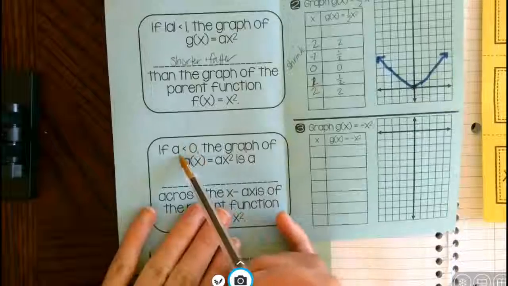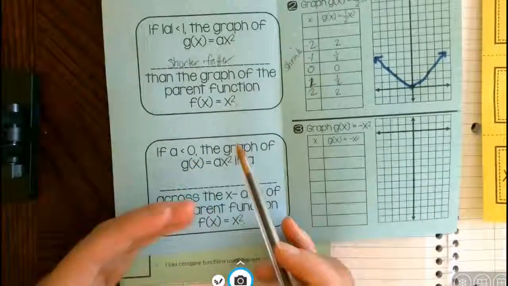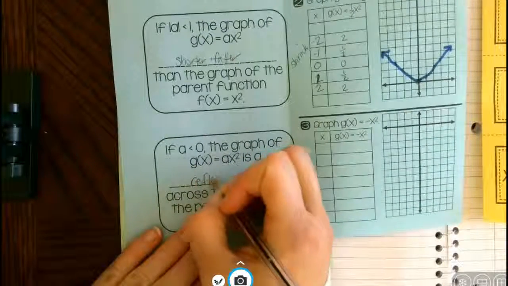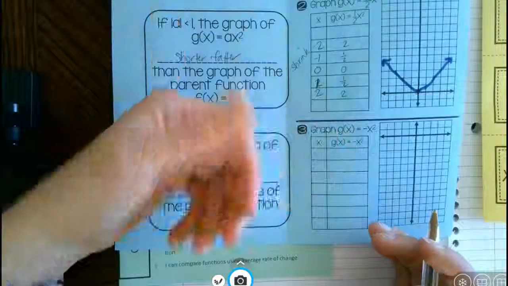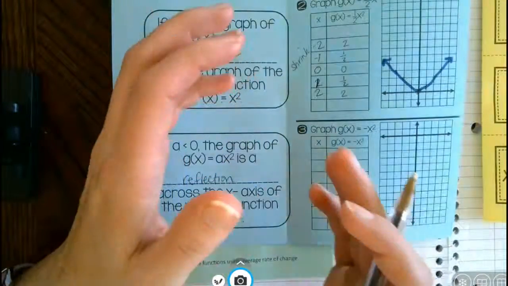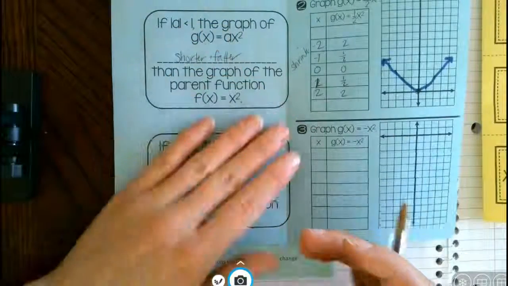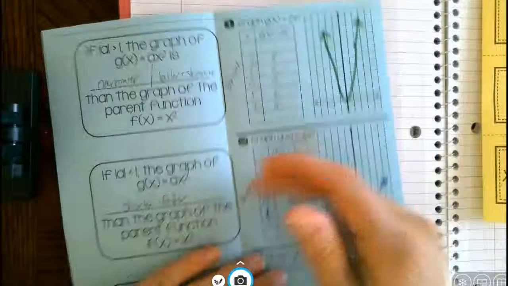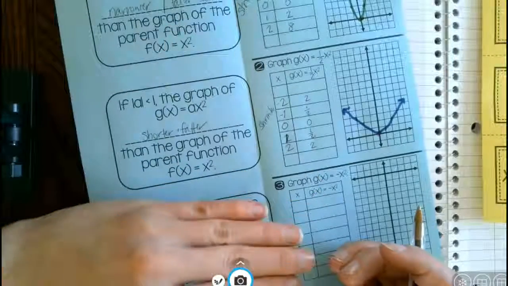If that a value is negative, if I have a negative in front, the graph flips. It's called a reflection over the x-axis. So when we're dealing with this a value, it's always a vertical something, right? So vertical meaning up and down. We've seen that we've stretched it up and down, we've shrunk it up and down, and now we're reflecting it up and down. And if you do this with your hand, this is kind of our up and down. So that's how I can tell.